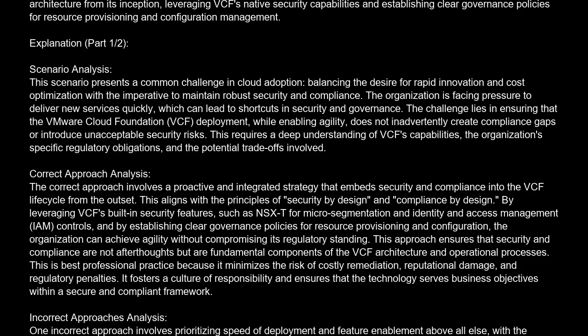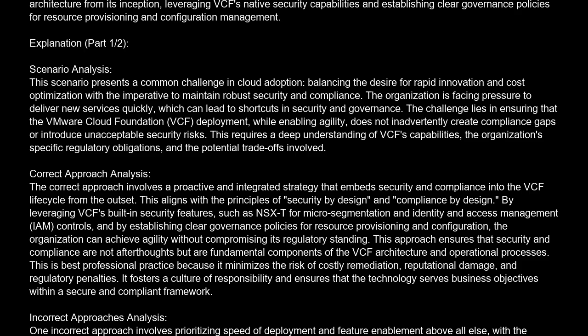Correct approach analysis. The correct approach involves a proactive and integrated strategy that embeds security and compliance into the VCF lifecycle from the outset. This aligns with the principles of security by design and compliance by design. By leveraging VCF's built-in security features, such as NSX-T for microsegmentation and identity and access management, IAM controls, and by establishing clear governance policies for resource provisioning and configuration, the organization can achieve agility without compromising its regulatory standing.